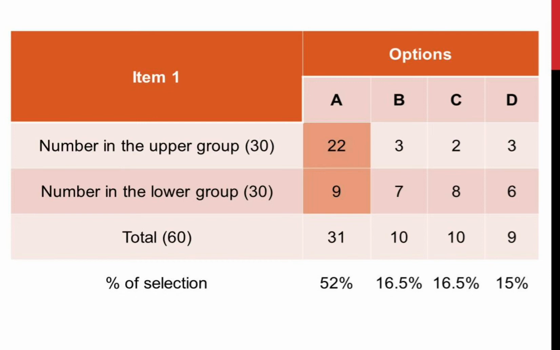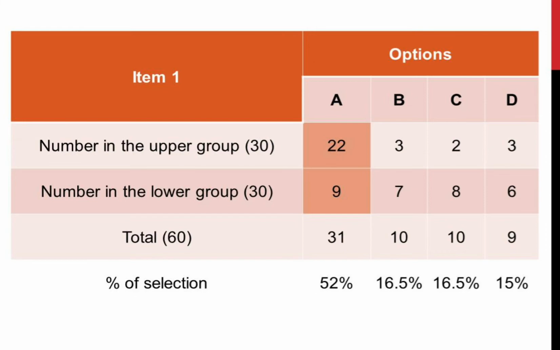And in option B, there are 3 students in the upper group who chose it, while 7 from the lower group, with a total of 10 students, and it is equivalent to 16.5%. And in option C, 2 students from the upper group have chosen it, while 8 from the lower group, with a total of 10 students, which is equivalent to 16.5%. While in option D, 3 chose it coming from the upper group, while 6 from the lower group, with a total of 9 students, equivalent to 15%.